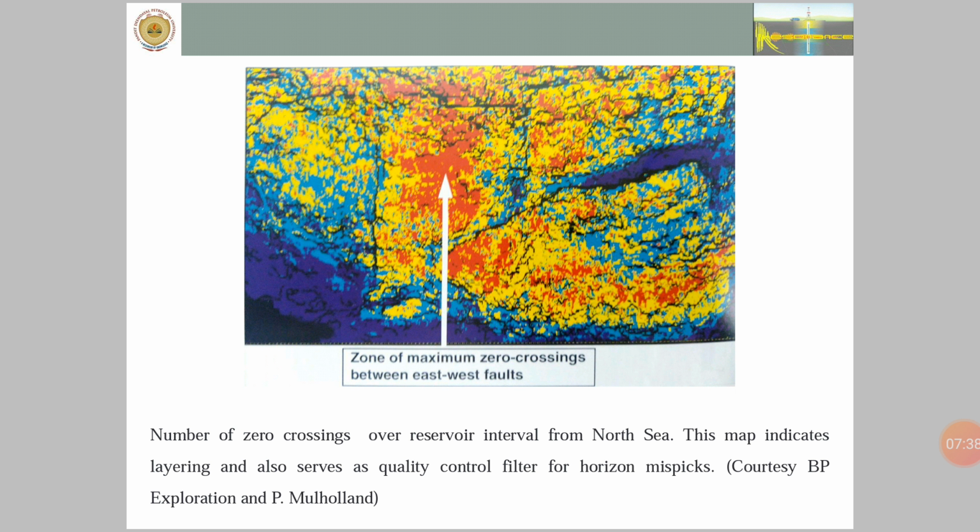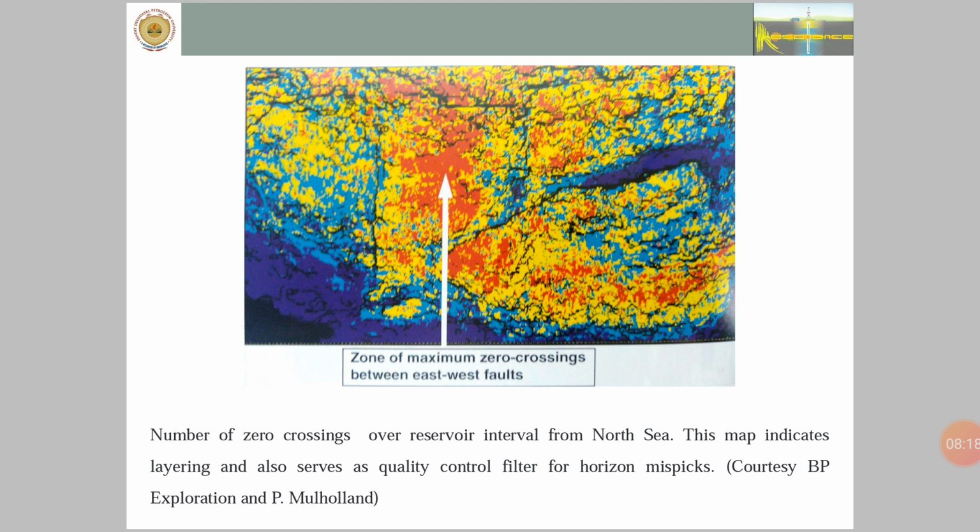Now all of us know that when we map a 2D seismic section or a 3D seismic cube or a 3D seismic section, we either track manually or auto track, which is done automatically in the software used, in order to understand the reservoir continuity, in order to understand the horizon which is of importance to us. We have to map either on the peak or on the trough or on the zero crossing. This map indicates layering and also serves as a quality control filter for horizon mixed peak.